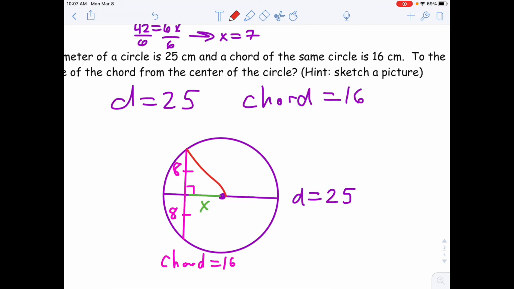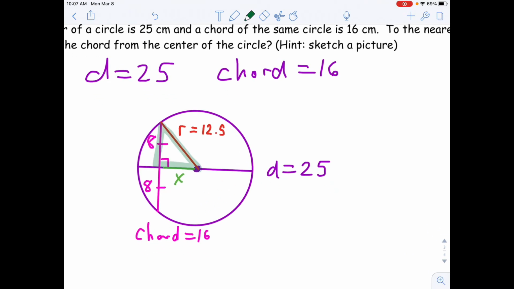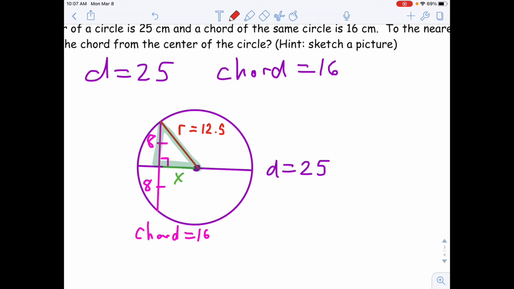Well, one thing I can do is draw this line right here. This is a radius, and this is 12.5 because it's diameter divided by 2. Since the diameter is 25, we know the radius is 12.5. So all I did was set up a right triangle. Now all I gotta do is use Pythagorean theorem, 8 squared plus x squared equals 12.5 squared, and I can find the value of x.